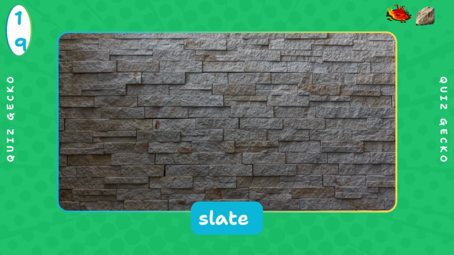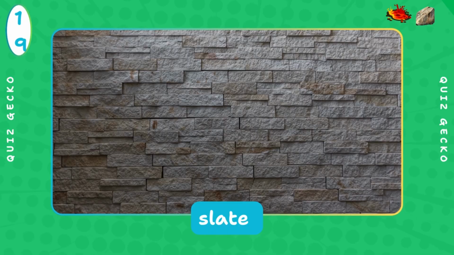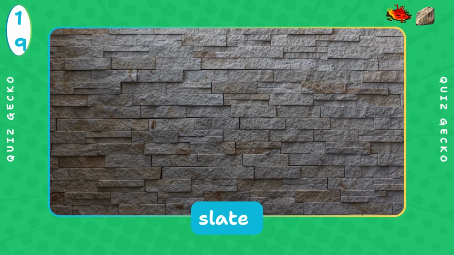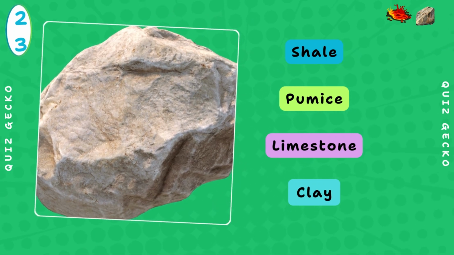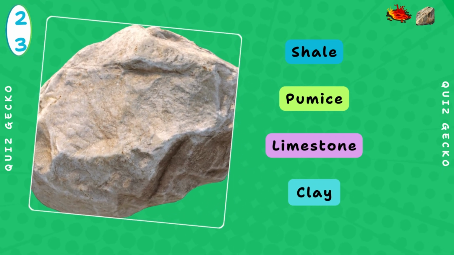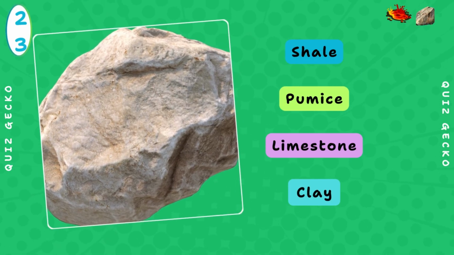Slate is a metamorphic rock that forms when shale, a fine-grained sedimentary rock, is subjected to low to moderate heat and pressure. What is the name of the sedimentary rock that often contains fossils and is formed from the shells of marine organisms? Shale, pumice, limestone, clay.